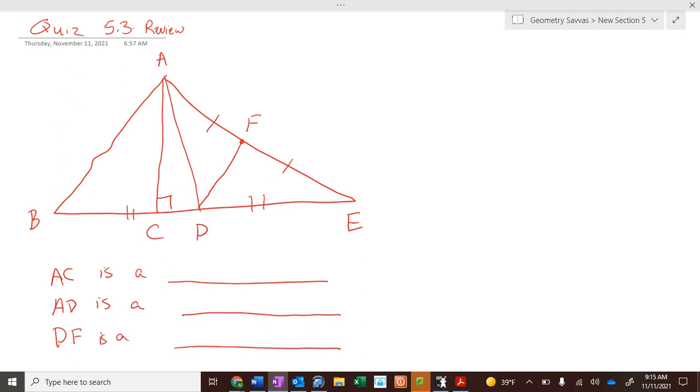Okay. So here we go. We've got this triangle here. You need to know vocabulary for this. You need to know the couple vocabulary words that we had last time. One of the vocabulary words is median. Which one of those three lines, AC, AD, or DF, is a median? A median goes from the vertex to the midpoint of the opposite side.